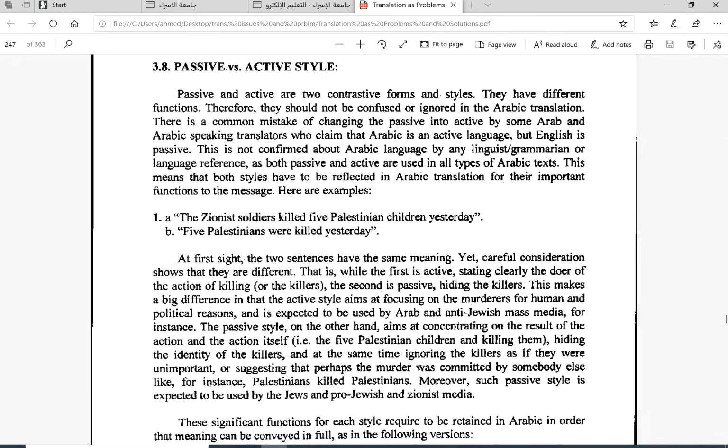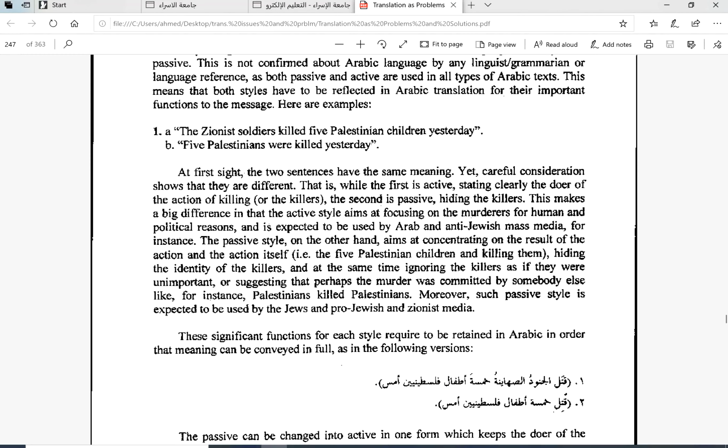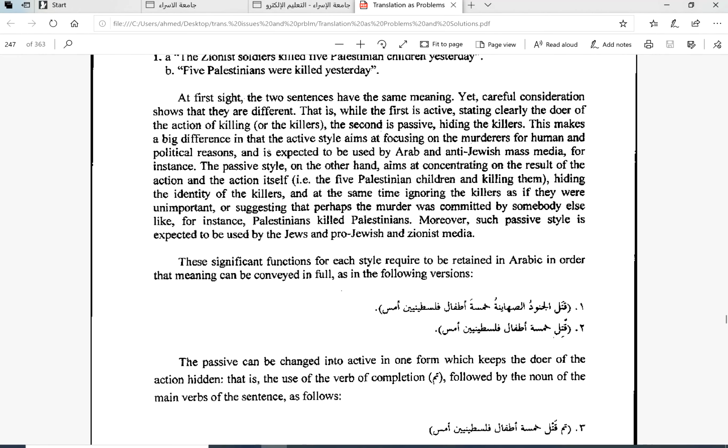Here we have two examples. The Zionist soldiers killed 5 Palestinian children yesterday. When we go passive, it says 5 Palestinians were killed yesterday. At first sight, the two sentences have the same meaning. Yet careful consideration shows that they are different. The first is active and the second is passive, of course.